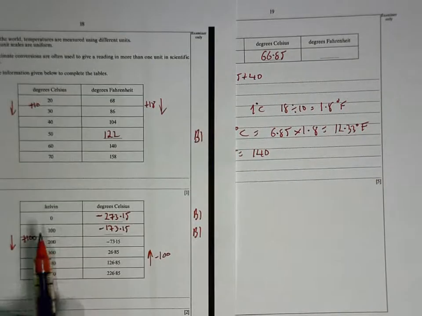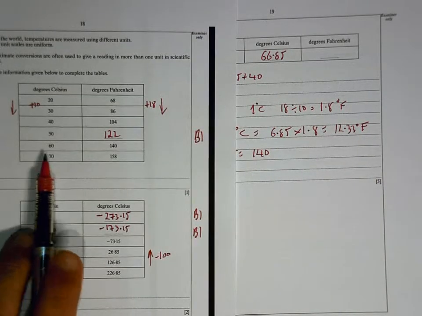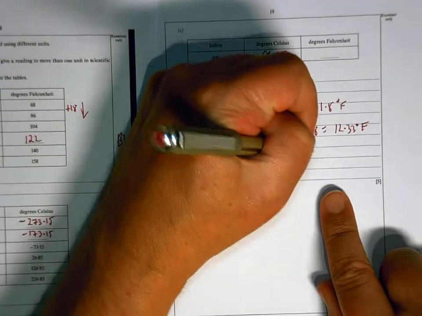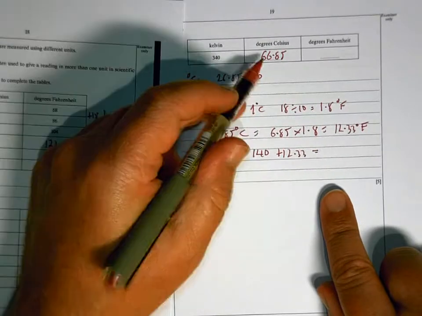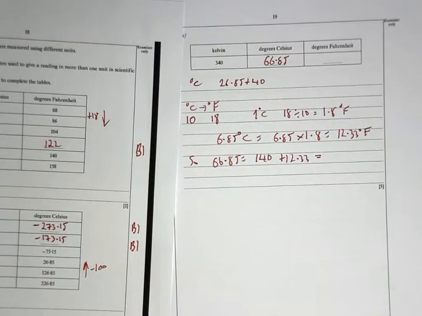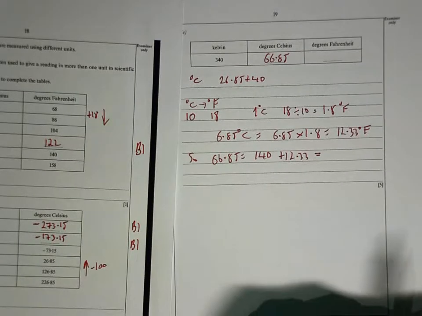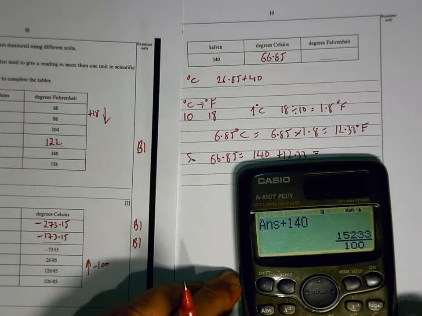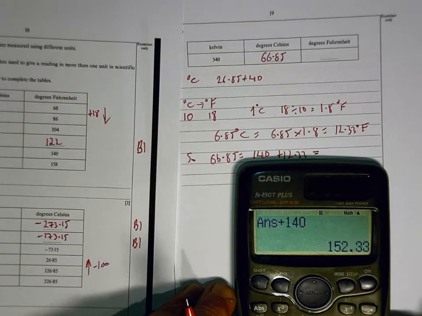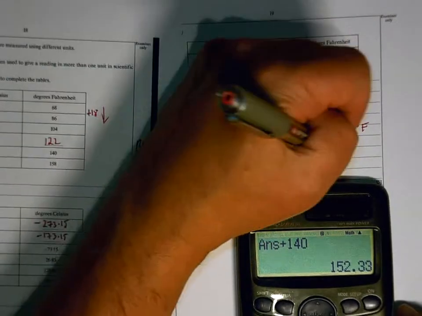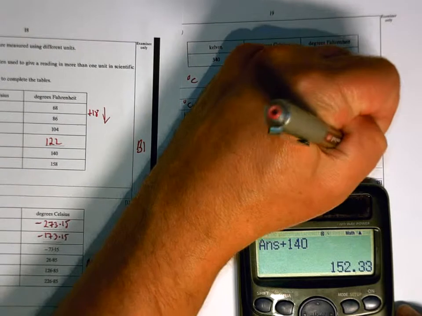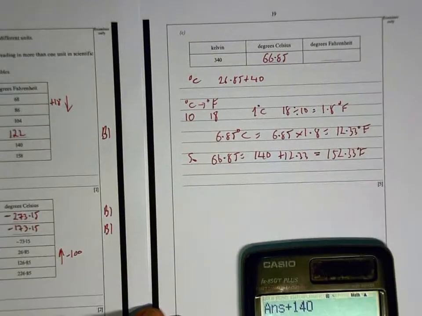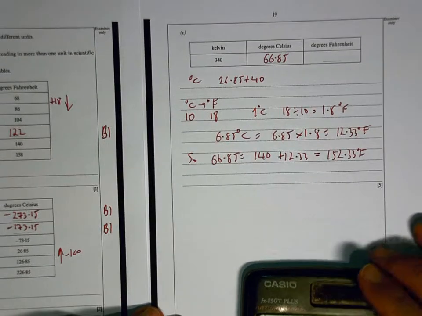$140 for the 60, and then another 12.33 for the extra 6.85. So that's going to be 12.33 plus 140, sorry, calculate off the screen, 152.33. Another nasty question. So what do we get for that mark wise?